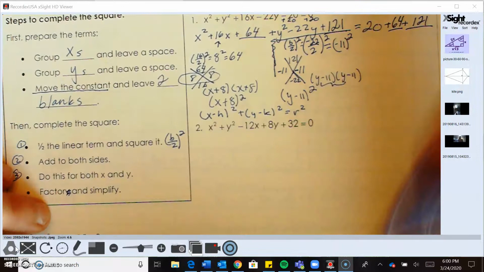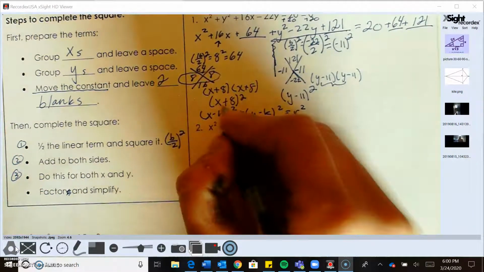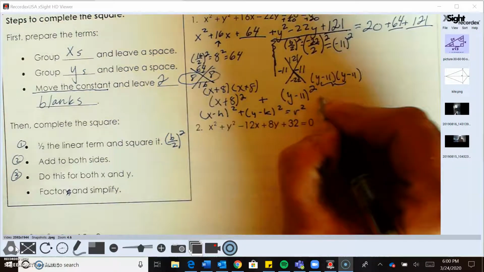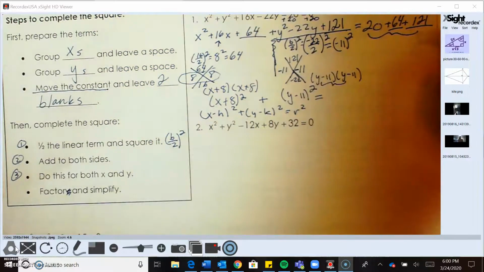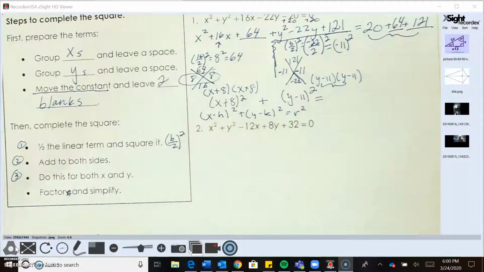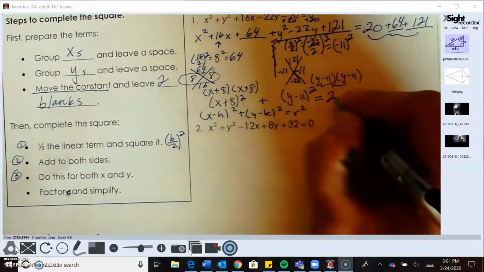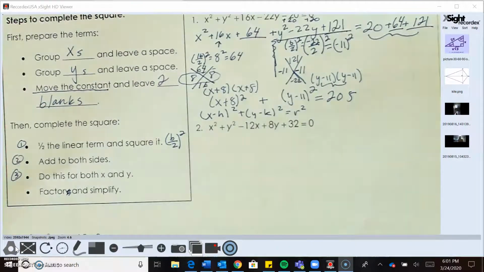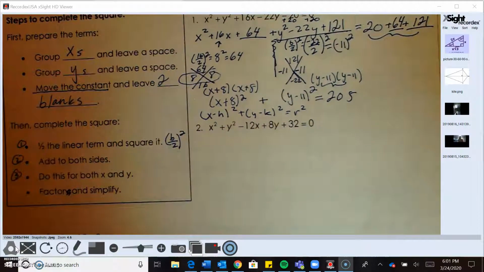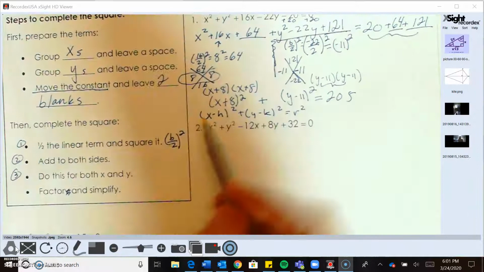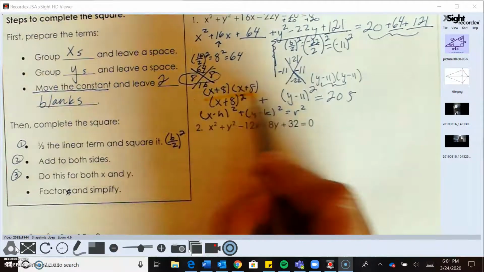Okay? So when we put it all together here, we have x plus 8 squared plus y minus 11 squared equals, then we just need to add everything on our right hand side. 20 plus 64 plus 121 plus 64, and we get 205. That is the final equation.